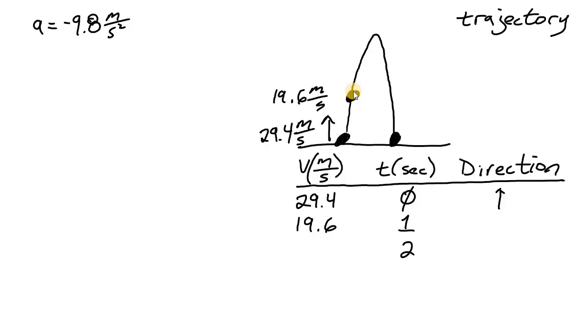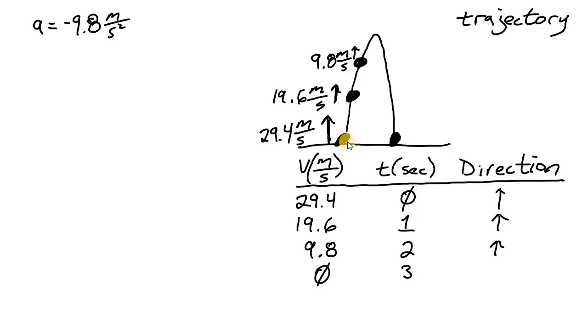Okay, well, what about after 2 seconds? Well, 19.6 minus our 9.8 gives us 9.8 meters per second. Notice that our object's velocity is starting to slow down a bit. Okay, and the direction is still upwards. What about after 3 seconds? Well, we're going to subtract 9.8, so we have 9.8 minus 9.8. What does that get us? 0 meters per second. And does that make sense?